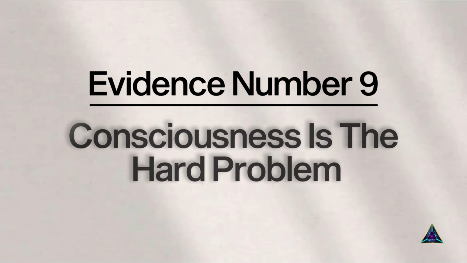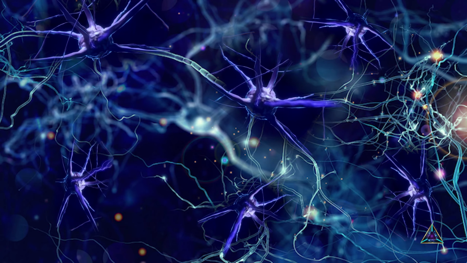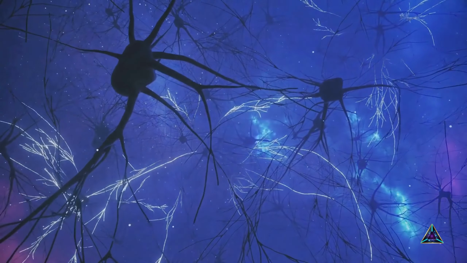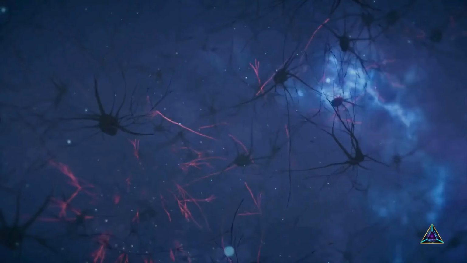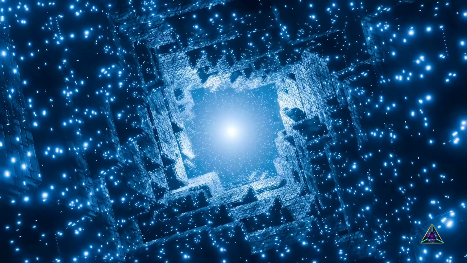Evidence number 9. Consciousness is the hard problem. Neuroscience can map every neuron in your brain. We can watch brain activity in real time. We can identify which regions activate for different thoughts and emotions. But nobody can explain why any of this creates subjective experience. Why does the firing of neurons create the feeling of being you? This is called the hard problem of consciousness, and materialist science has no answer.